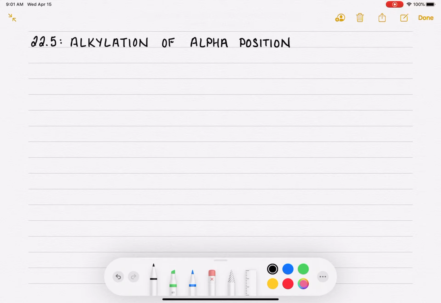And we don't have a ton of reactions, like I said 100 times, we don't have a ton of reactions that create carbon-carbon bonds. So these are all very important reactions in terms of synthesis. So like I said, there are 3 different alkylation of alpha position reactions that we're going to cover. The first one is alkylation via an enolate.